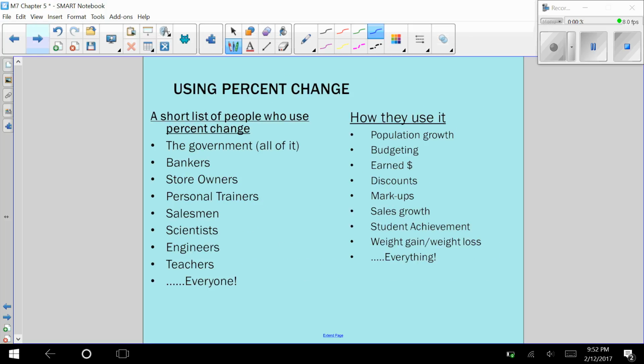Using percent of change. There's all sorts of people that use percent of change. A short list: the government, bankers, store owners, personal trainers, salesmen, scientists, engineers, teachers, basically everyone. How they use it can very much change a lot too. Population growth, budgeting, earned money, discounts, markups, sales growth, student achievement, weight gain, weight loss, all sorts of things.